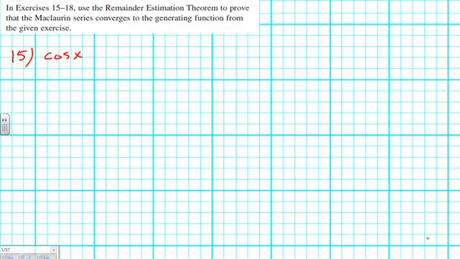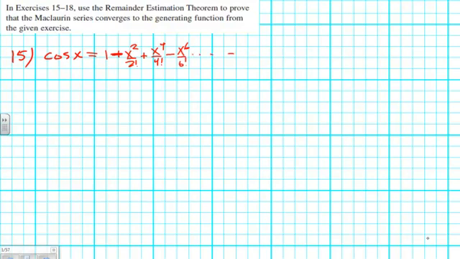So we're asked to use the remainder estimation theorem to prove that this Maclaurin series converges. And we do that by first of all converting the cosine to its Maclaurin series representation: 1 minus x squared over 2 factorial plus x to the 4th over 4 factorial minus x to the 6th over 6 factorial, and so on and so forth. All right? So far, so good?